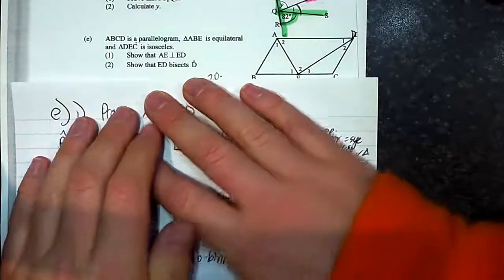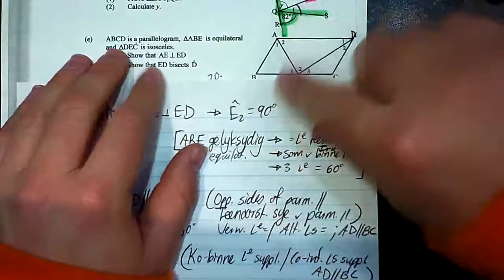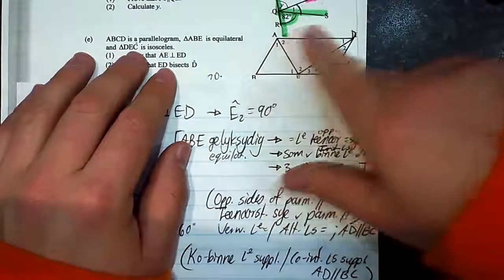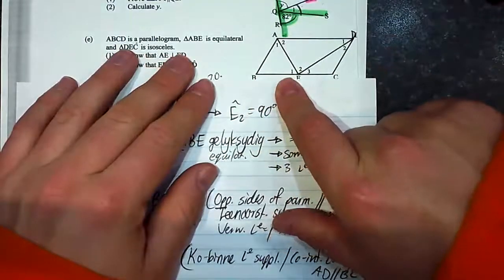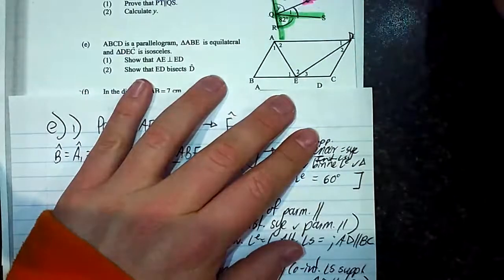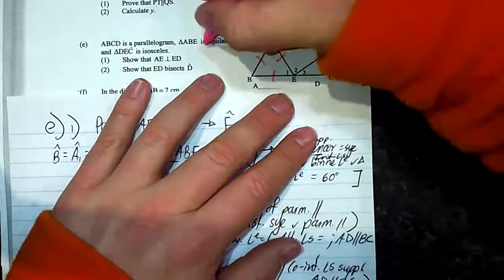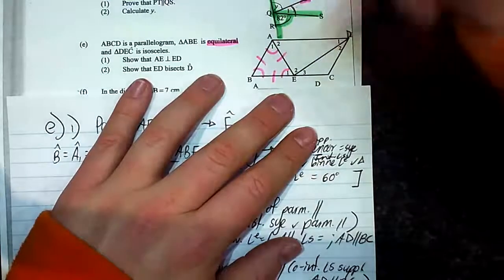Okay. So by nommer E sê hulle ABCD is 'n parallelogram. So nou moet jy klaar weet alles wat 'n parallelogram behels. All the characteristics of a parallelogram you must know by now. So triangle ABE is equilateral. What does that tell us? Gelyksydig. They tell us it's equilateral. And what do we know about the angles of an equilateral triangle? Do you see how it all comes together?